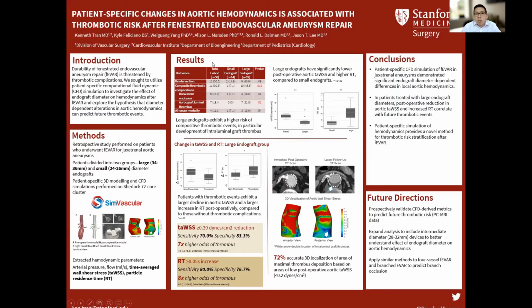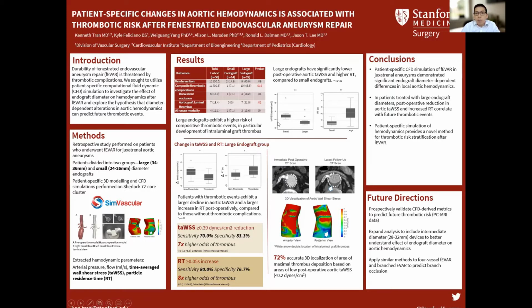So looking at our total cohort, you can see that in this study, 36 patients are treated in total, 14 in the small endograft cohort, 22 in the large endograft cohort. There was a significant difference in terms of which patients suffered thrombotic complications, with the large endograft cohort having up to a 45% risk of composite thrombotic complications, defined as either presence of renal stent occlusion or development of significant aortic graft luminal thrombus. There was a trend towards higher reintervention in the large endograft cohort, but this was not statistically significant and no difference in all-cause mortality.